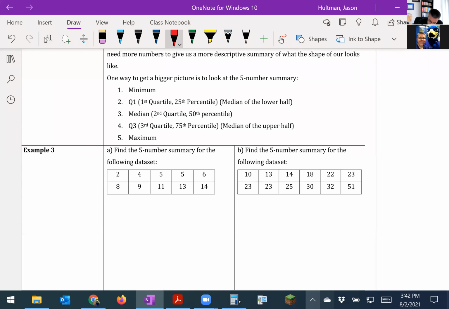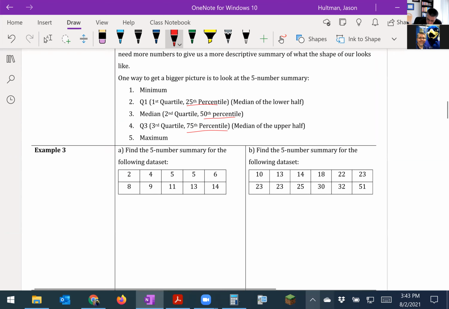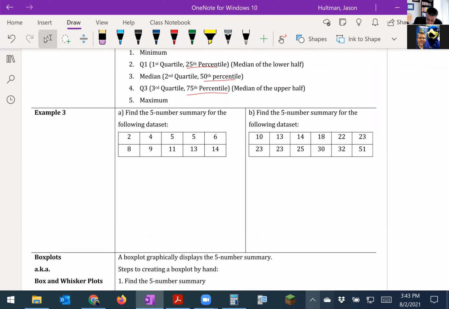The minimum, the Q1, which is the 25th percentile, the median, which is the second quartile or the 50th percentile, Q3, or the 75th percentile, which is the median of the upper half, and the Q1 is the median of the lower half, and then the maximum. So we have these 5 numbers. We want to calculate the 5-number summary here. So how are we going to do this?